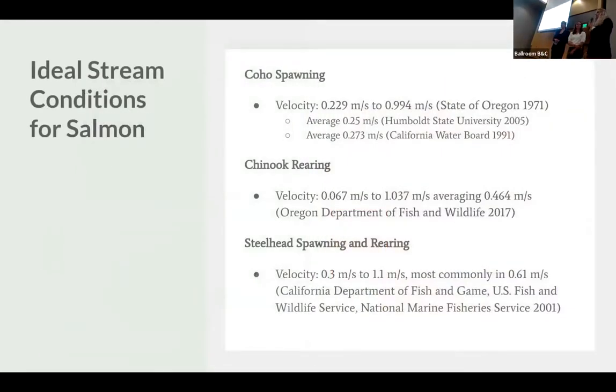Reecer Creek is home to many organisms and species, three being the coho salmon, chinook salmon, and the steelhead trout. Optimal spawning for coho is around 0.25 meters per second. Coho spawn and rear in the Reecer Creek area. Chinook tend to spawn in the Yakima River, and then come up as juveniles to rear in the Reecer Creek area, and they prefer rearing anywhere from 0.07 meters per second to 1.037 meters per second. Steelhead trout rear and spawn, and they are also an endangered species inside the Reecer Creek area. They prefer velocities from 0.3 meters per second to 1.1 meters per second.